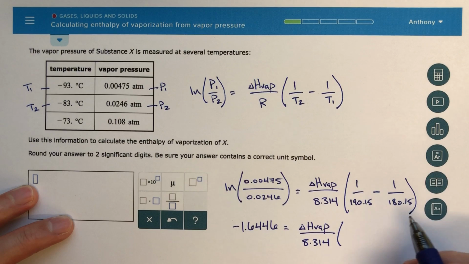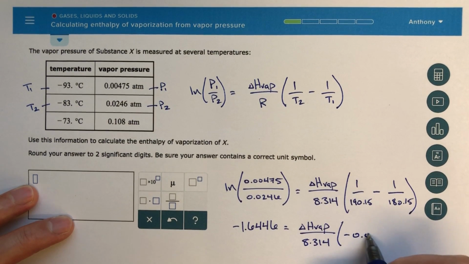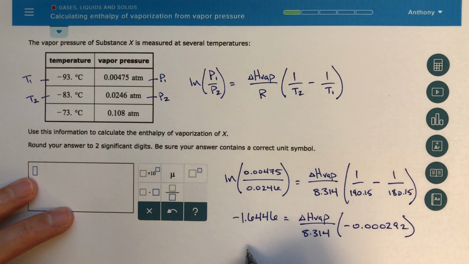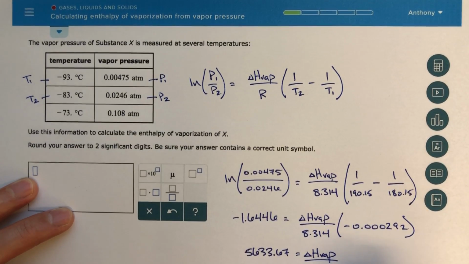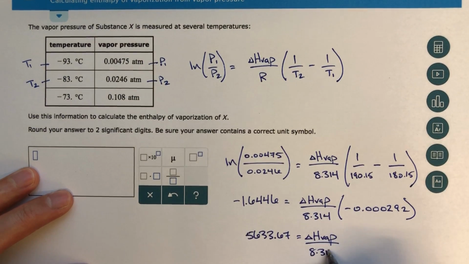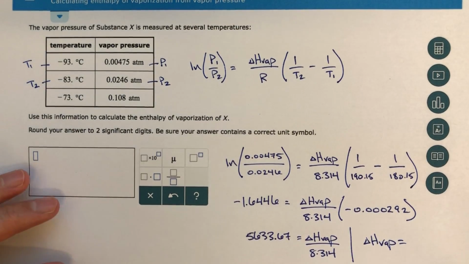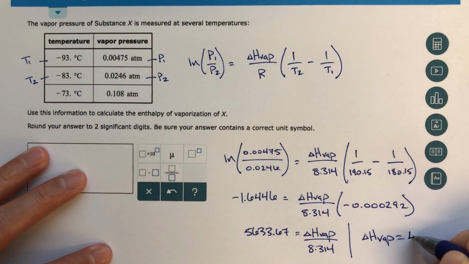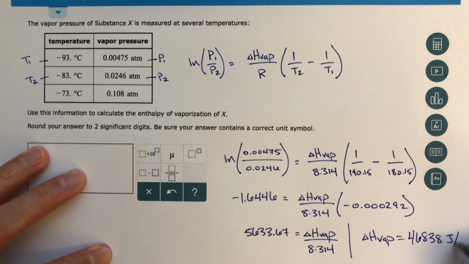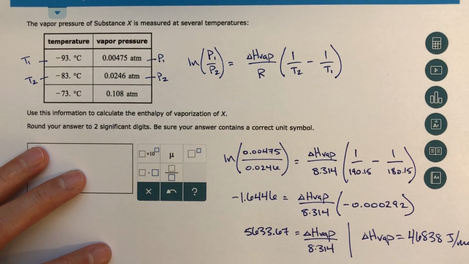I'll do the same thing here to get an actual value. That's minus 0.000292. Divide both sides by this value here. You end up with 5633.67 equals delta H of vaporization over 8.314. And then we can just solve for delta H of vaporization, and that equals 46838 joules per mole. So units of our delta H should be joules per mole.